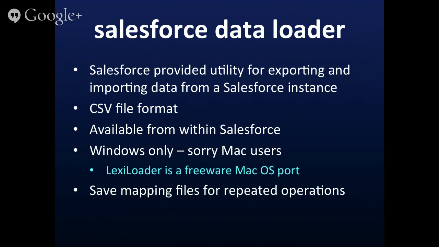It also allows you to save off your mapping files for repeated operations. So if you're running the data loader in the actual data loader client, and you just have simple data loads to do, you can save your mapping files so that you don't have to keep mapping your CSV columns to your Salesforce object and field names. And the Salesforce data loader will actually let you load up to 5 million records. So it doesn't have the limitations like some of the other means of loading data do.